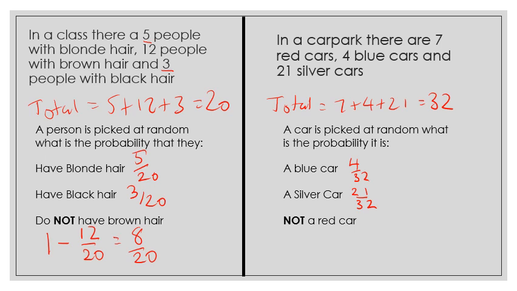Now pause the video and have a go at the questions on the right for me, please. So here we've added up, we've got our total number of cars is 32. Blue 4 out of 32 because there's 4 blue cars out of 32. Silver 21 out of 32. Now not a red again. Some of you might have done 4 plus 21 is 25. We can do 31 take away 7. Both ways gives me 25 out of 32.